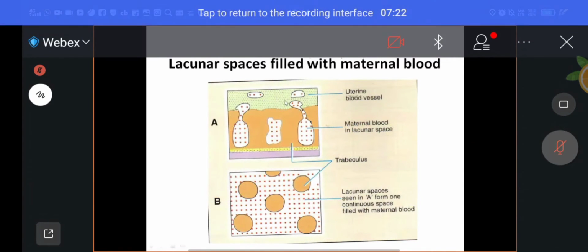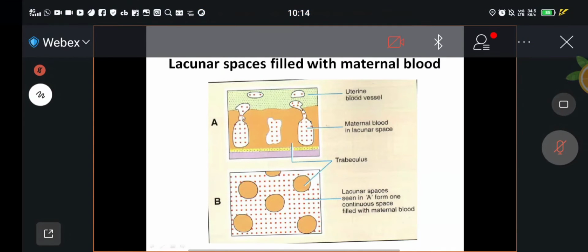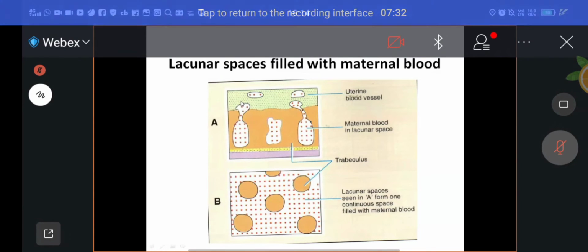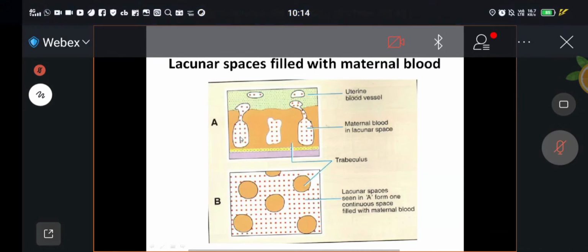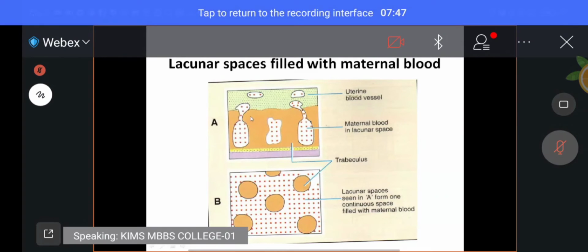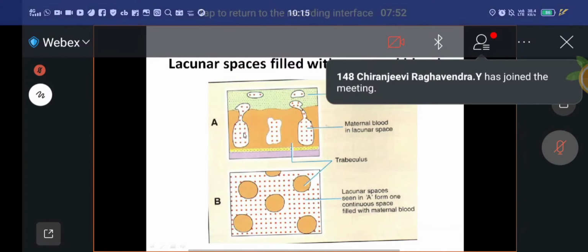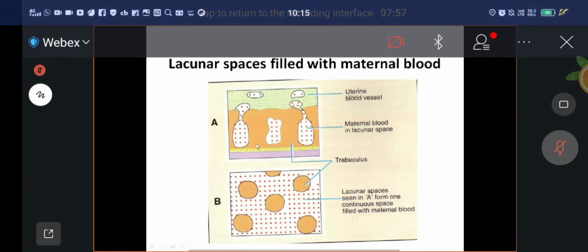Now, as I said, these lacunar spaces will be growing and they will be invading this decidua. The maternal blood vessels will be eroded, and they will be pouring blood into these lacunar spaces. In this diagram, you can clearly see these lacunar spaces invading the decidua, and the blood from the maternal side capillaries will be pouring into these lacunar spaces and they are filled.